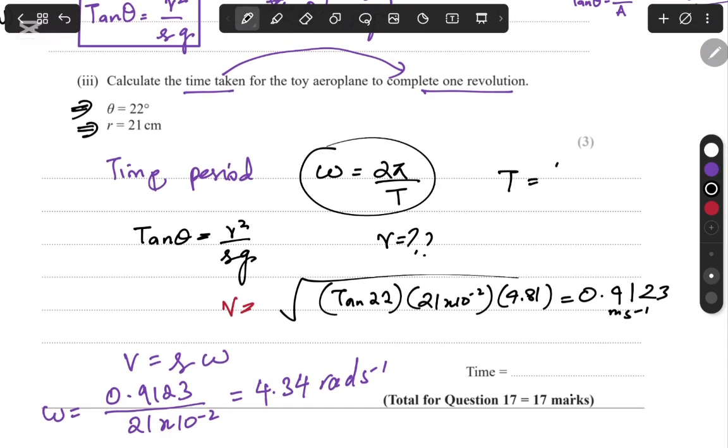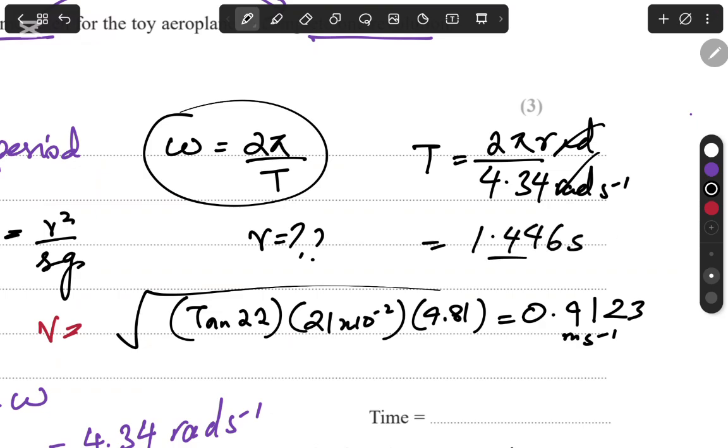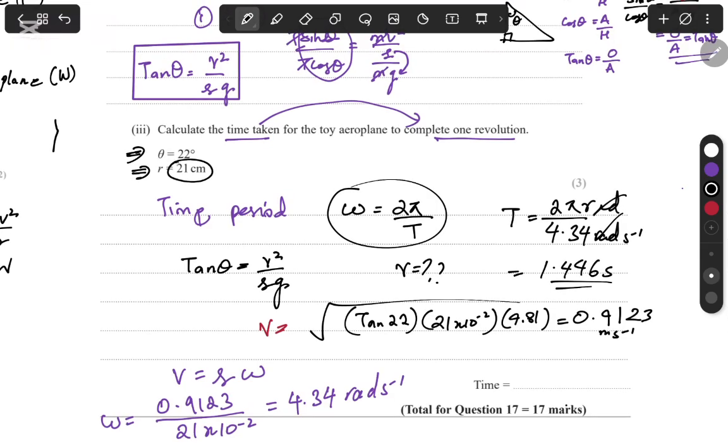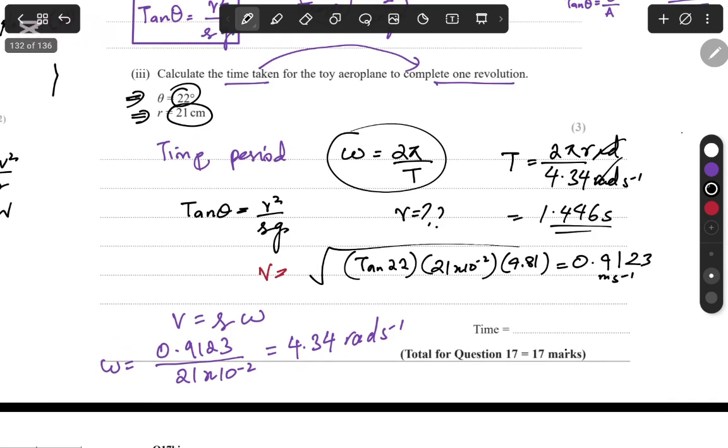So T, the time period, is equal to 2 pi over 4.34 rad per second. And then the rad cancels out. And that gives me an answer of 1.446 seconds. I'm going to round that to 2 SF because these things are given to me in 2 SF. So rounding it to 2 SF is going to give me 1.4 seconds. This is the first, second significant figure, the third significant figure. So that's going to be the answer.